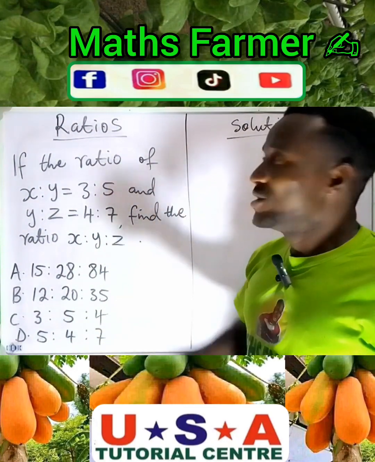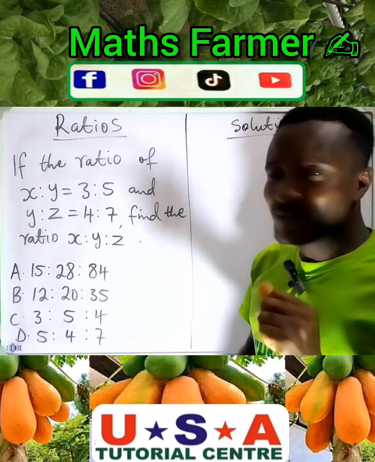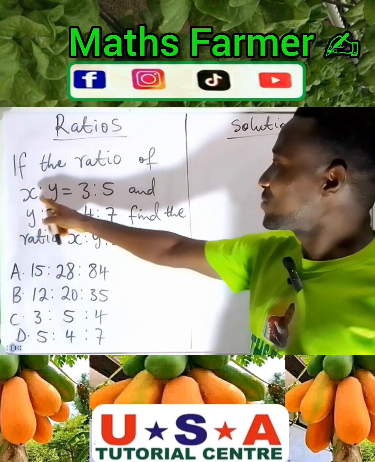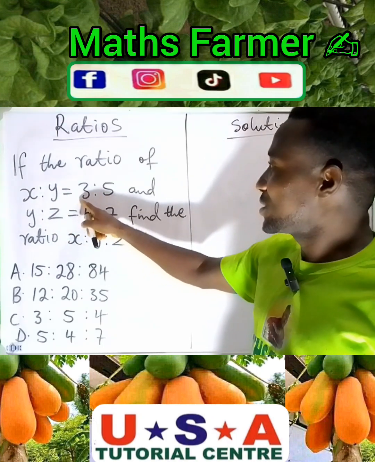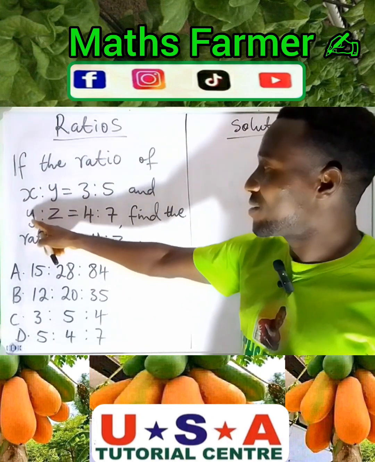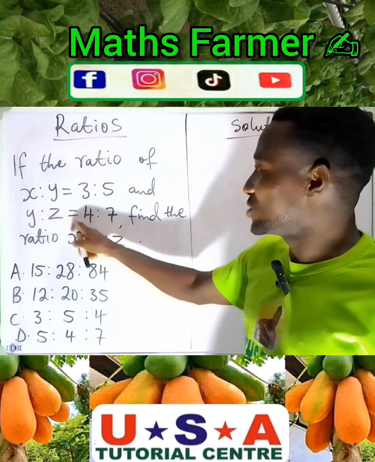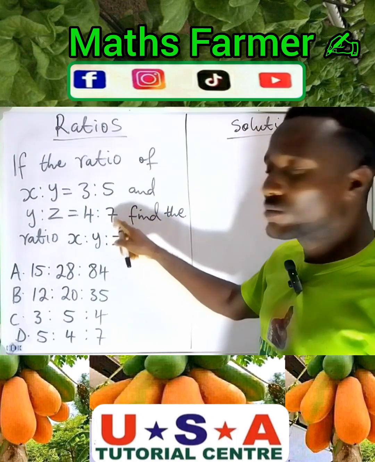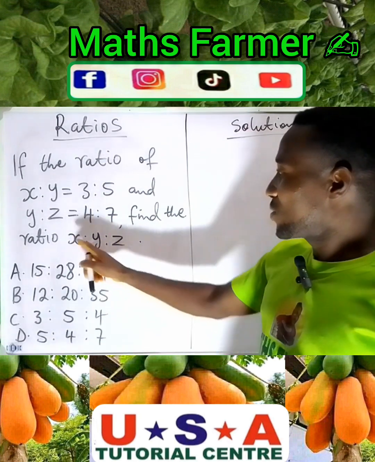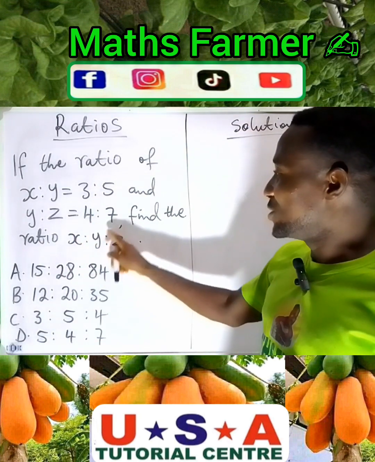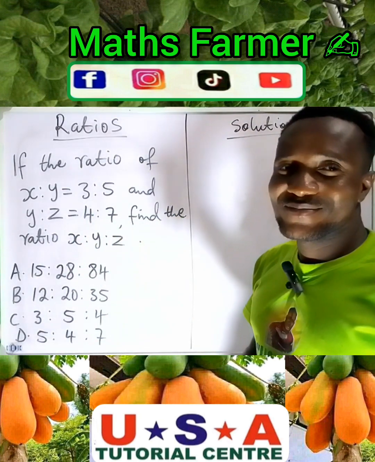Yes, ratios. The question said if the ratio of x is to y is equal to 3 is to 5 and y is to z is equal to 4 is to 3. Find the ratio x is to y is to z. Very simple.